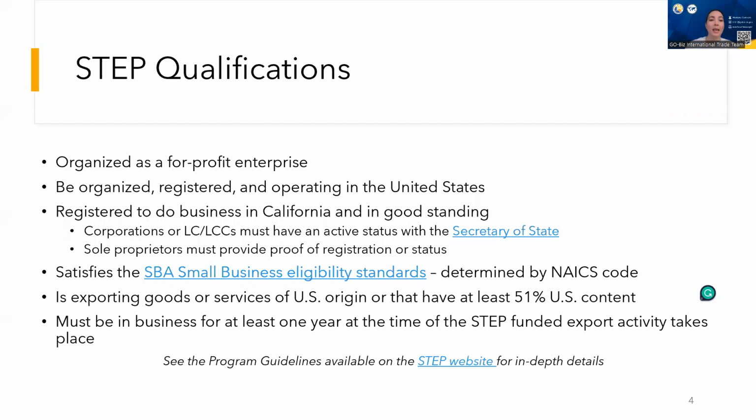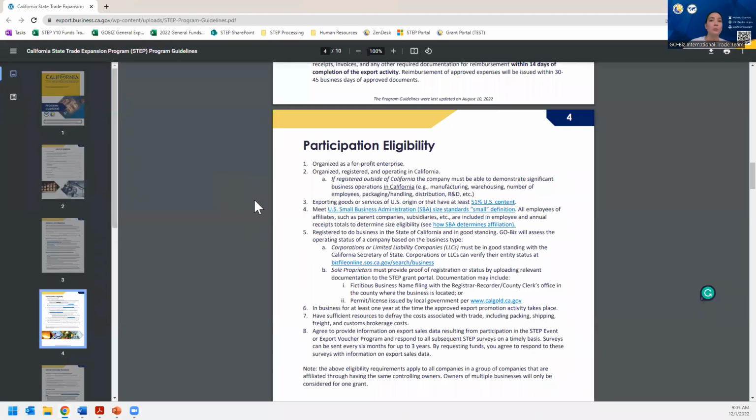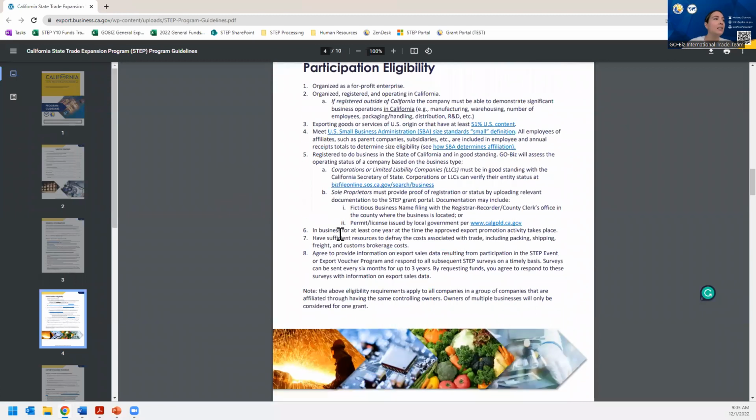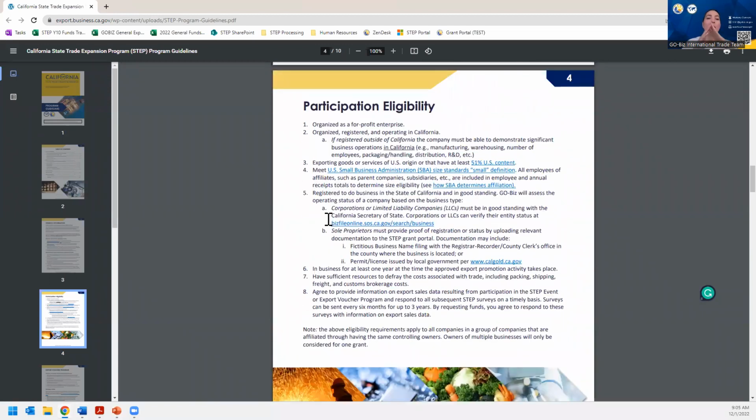You must satisfy the SBA small business eligibility standards determined by the NAICS code, be exporting a good or service of U.S. origin that has at least 51% U.S. content, and be in business for at least 1 year at the time that the funded activity takes place. So we're going to go ahead and dive into this a little bit more. I'm going to pull up our program guidelines, which are available online. This goes into a little bit more detail into what those qualifications mean.